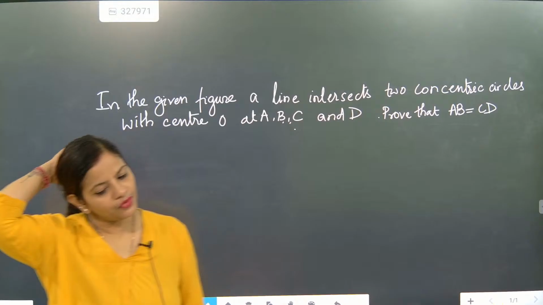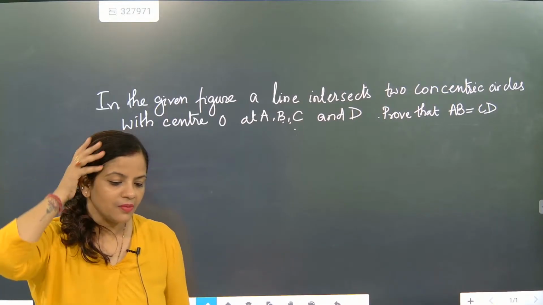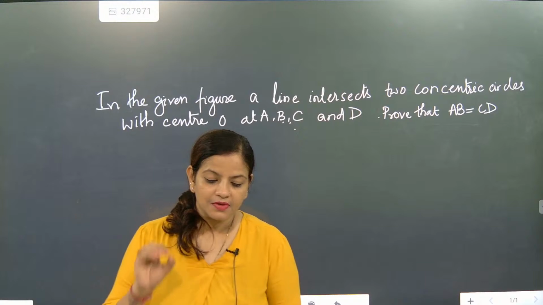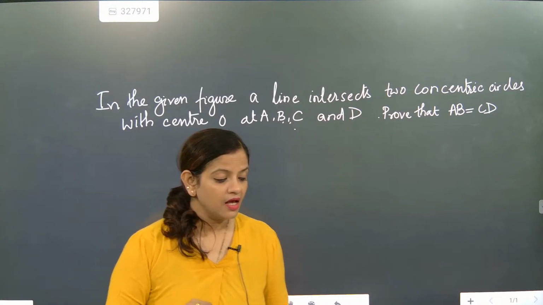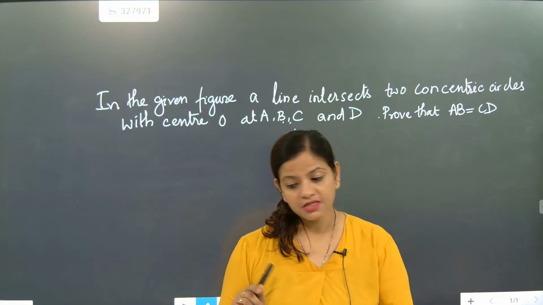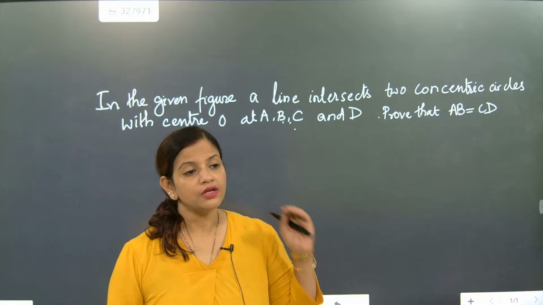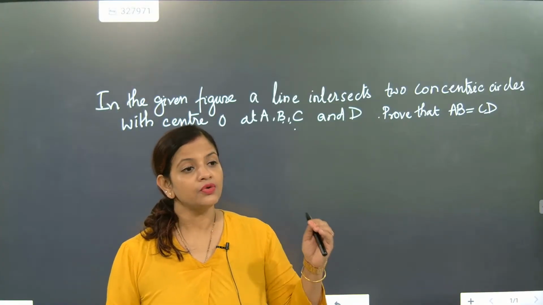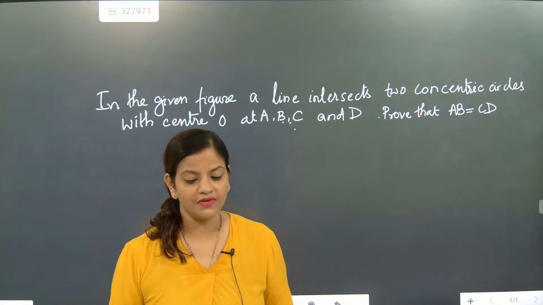Now what you need to prove? You need to prove that AB is equal to CD. Come on, start solving the question, beta. So here, the first part of the question says that two concentric circles are there. Now beta, this is the second phase, and in this second phase, you need to draw and solve. So start trying drawing and solving.